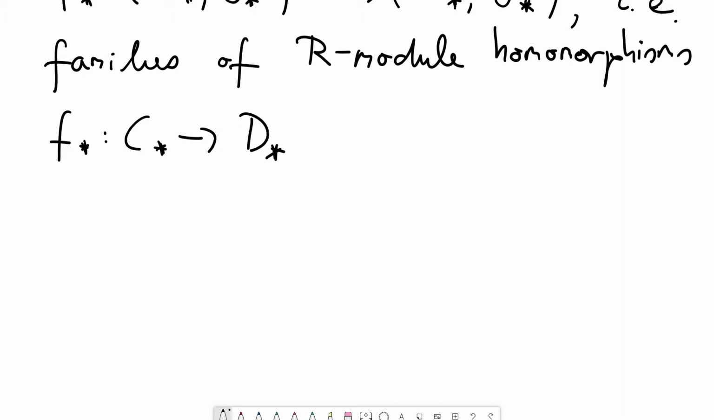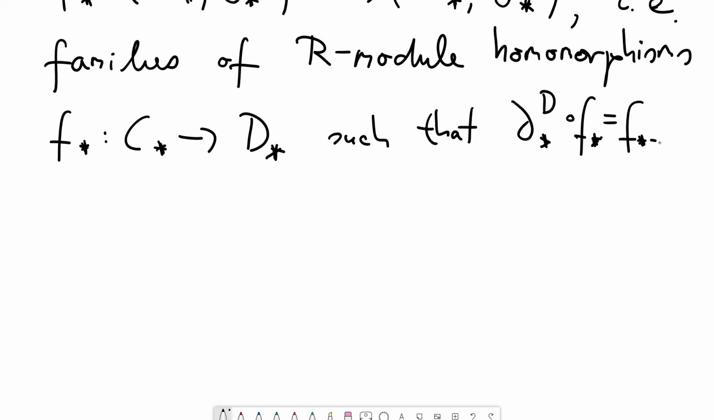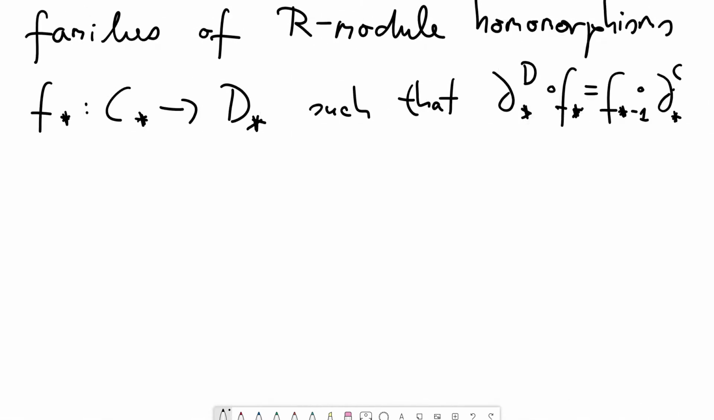Yeah, so you can plug in now any n here into the star. And the requirement is that the following equation is satisfied, such that D_D star after F star is the same as F star minus 1 after D_C star. Yeah? So this is precisely asserting the commutativities of the squares in the ladder. So maybe better than this formula is a little diagram.